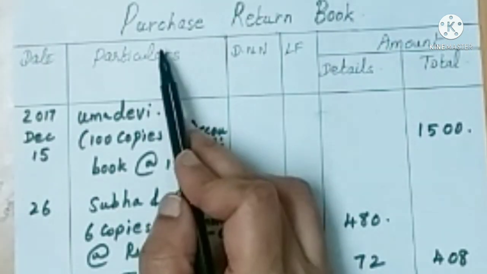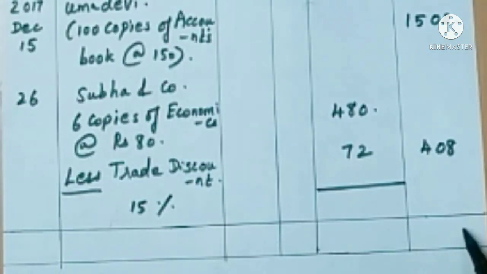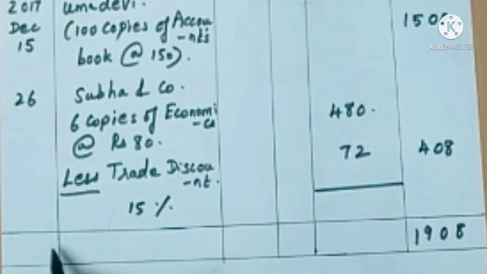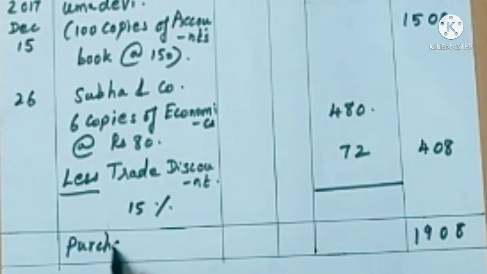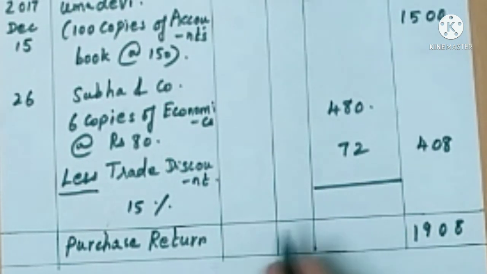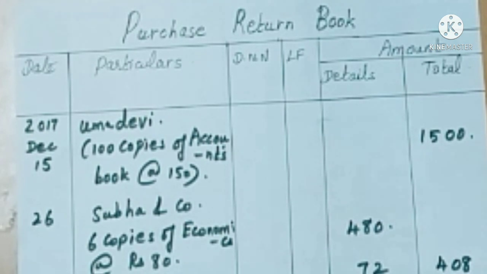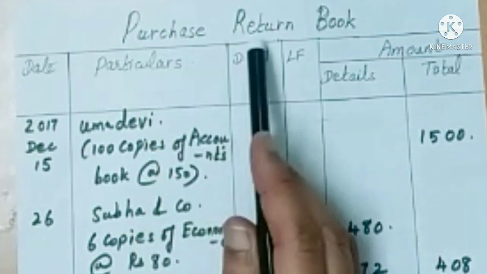Okay, what is the total purchase return? 1,500 plus 408, so the total purchase return is 1,908. Purchase return is a credit balance. So this is how we have to prepare the purchase return book.